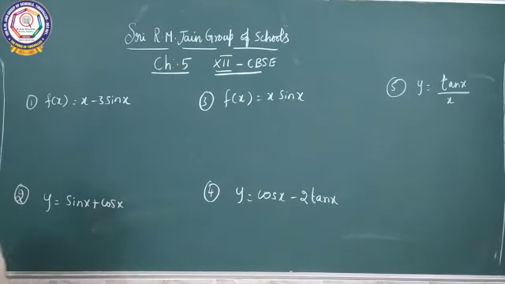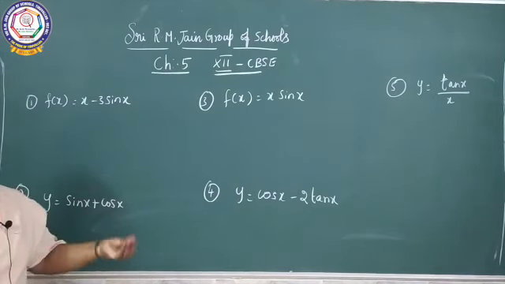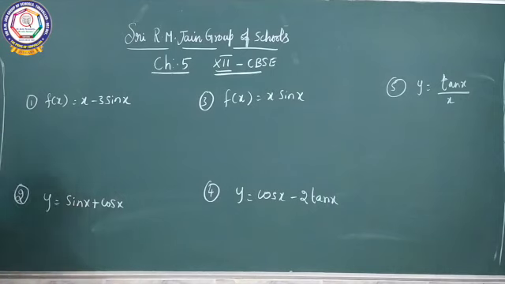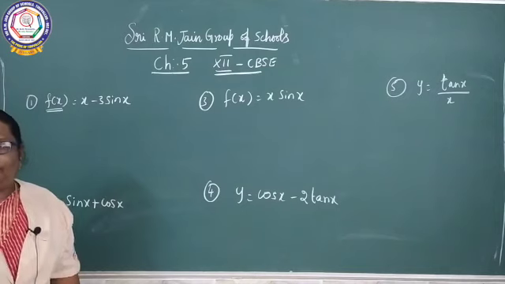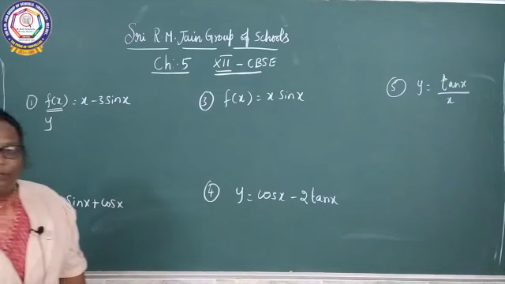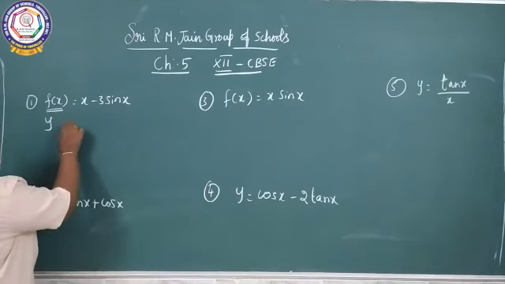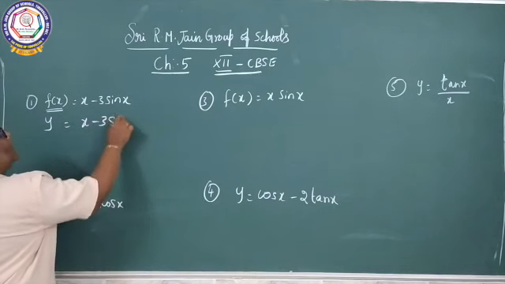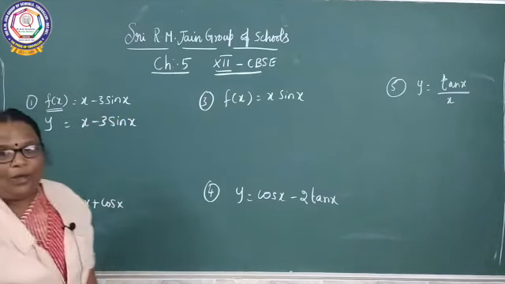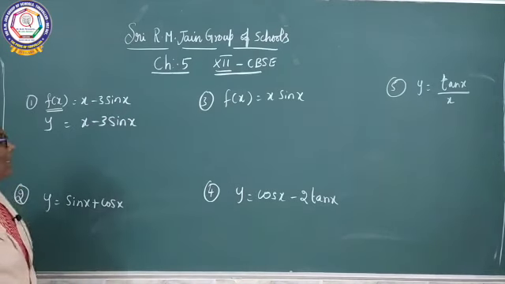Now we move on straight away to the sums. Now we are going to see some examples, but it is not in your book. This is the basic thing. See, what is f of x? F of x is nothing but function of x. Function of x is y. F of x is always y. Y equal to x minus 3 sin x plus 3.